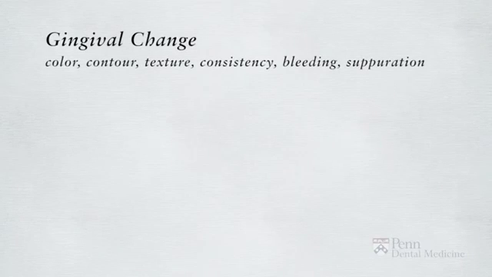What are the changes then during periodontitis? First of all, in gingiva, there is a change in color, contour, texture, and consistency. The gingiva becomes more reddened, they are swollen, the texture varies from stippled to more shiny and edematous, and consistency is buggy and edematous. There's also bleeding and some suppuration.